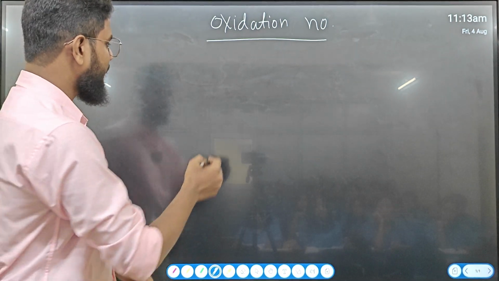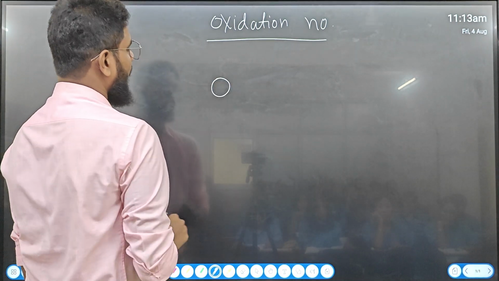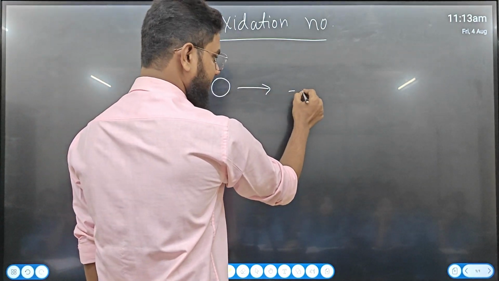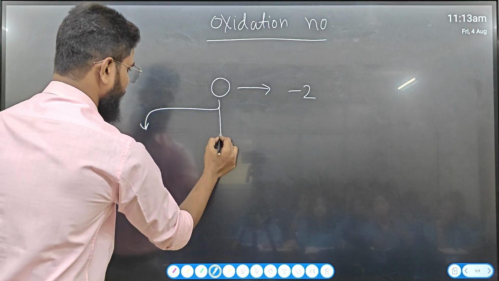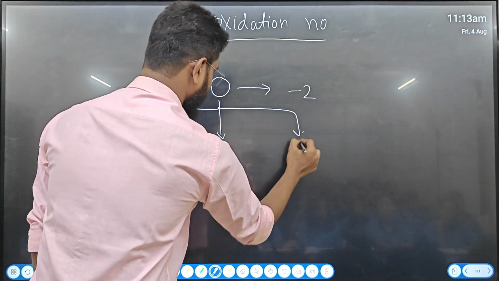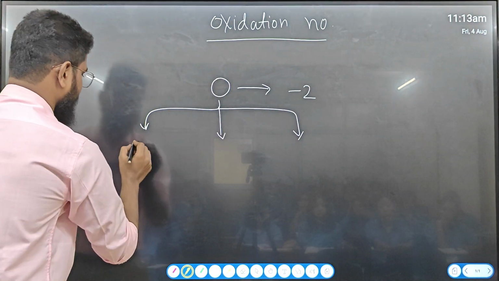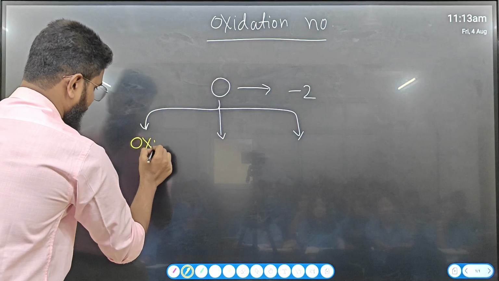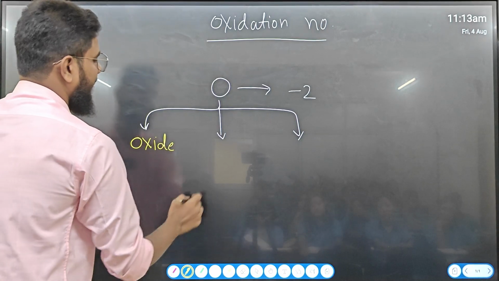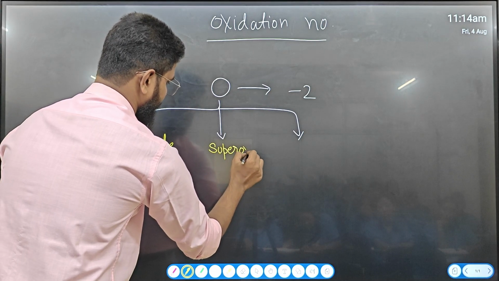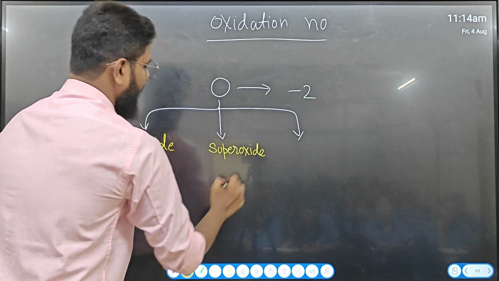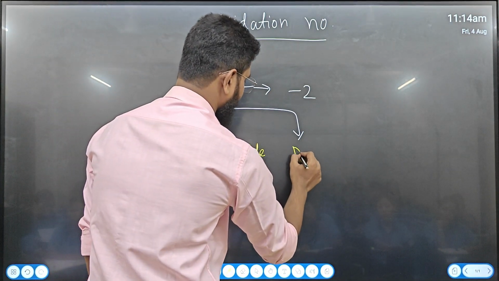And we didn't discuss oxygen, right? Oxygen has -2 generally, but it has 3 forms. What are those? The first one is the normal oxide form. The second one is superoxide. And the third one is peroxide.